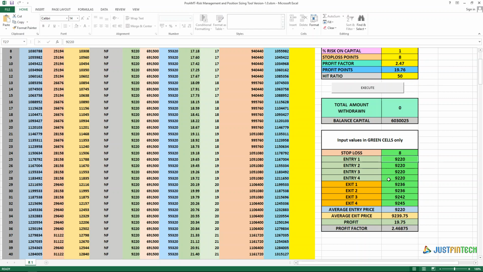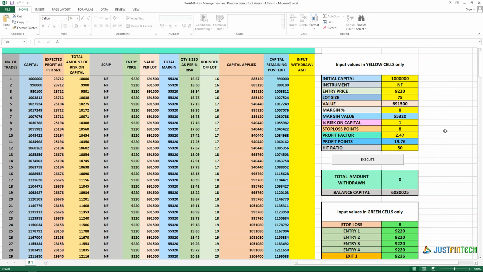So, based on these calculations, my average entry price would be 9220 and my average exit price would be 9239.75, which gives me a profit of 19.75 for a stop loss of 8 points. So the profit factor becomes 2.46875. Now that profit factor we have entered here.